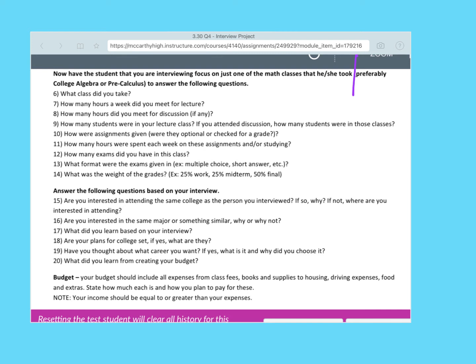Are you interested in the same major or something similar? Why or why not? What did you learn based on your interview? Are your plans for college set? If yes, what are they? Have you thought about the career you want? If yes, what is it and how did you choose it? And what did you learn from creating your budget? So if you put one-word answers, you're going to get one-word points. So think about your responses to these questions. Obviously, they should be full sentences.